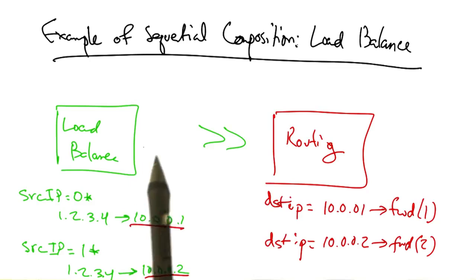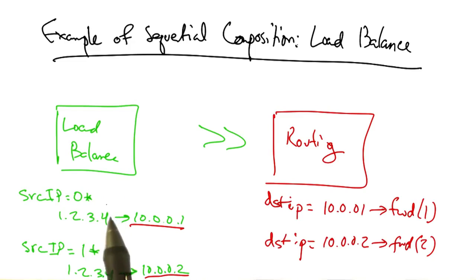In this case, we've used sequential composition to first apply a load balance policy that rewrites the destination IP address based on the source IP address where the traffic is coming from, and sequentially apply a routing policy that forwards the traffic out the appropriate port depending on the resulting destination IP address after that rewrite has taken place.